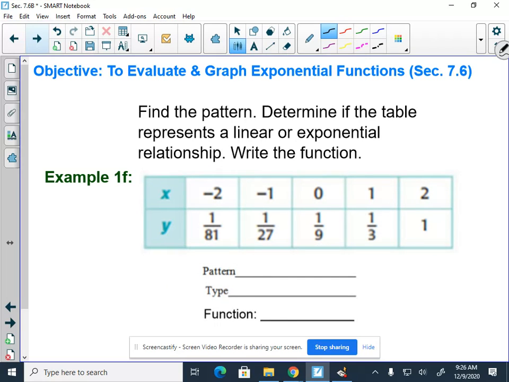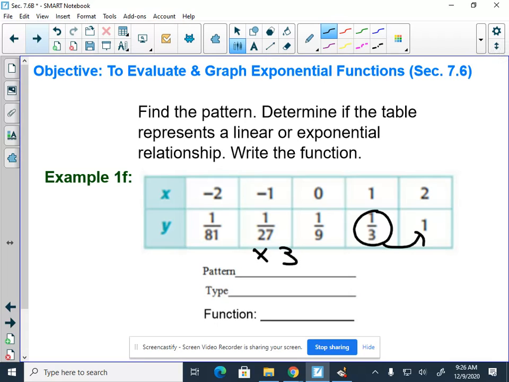This one's kind of tricky. How do I get this? These are fractions. 1/81 to 1/27 to 1/9 to 1/3 to this. A third to get to 1. What would you do? Multiply by what? 3. All these actually, the pattern is times 3.